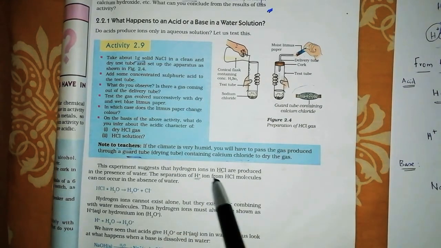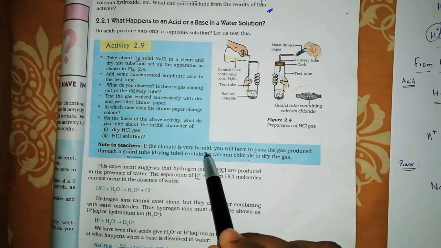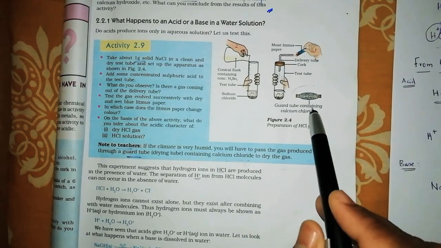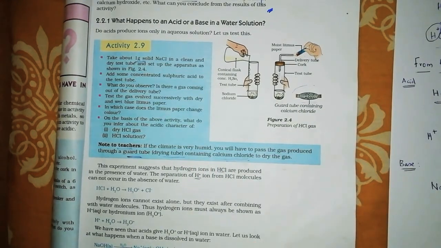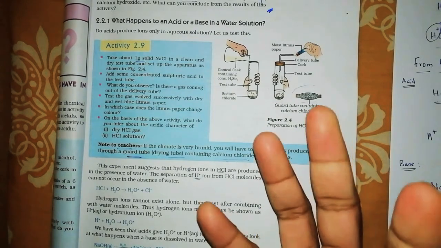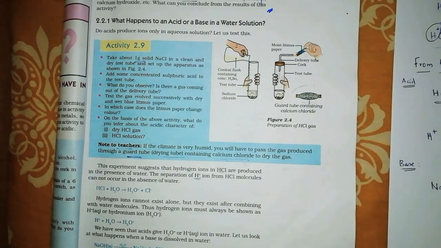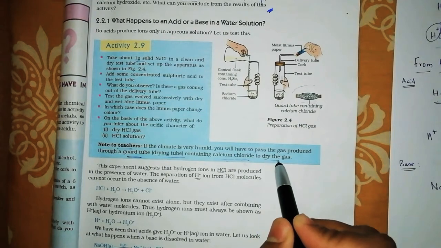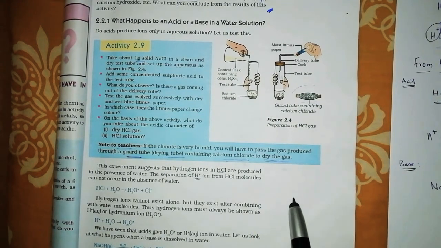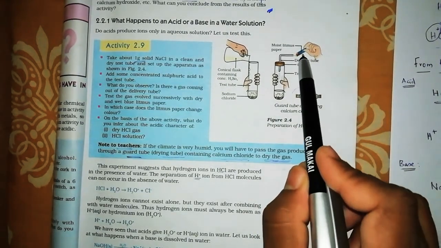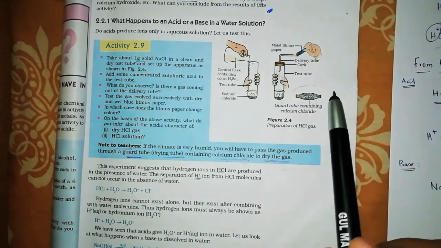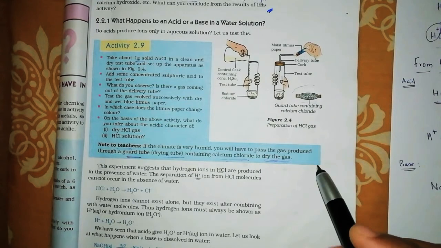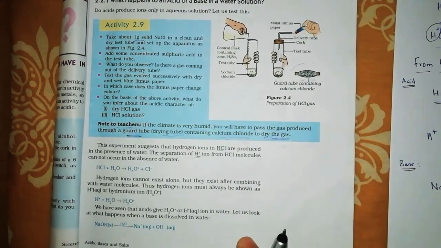If we are doing this experiment in humid weather, that is why we are using this guard tube, because the guard tube containing calcium chloride absorbs all the moisture and always keeps the gas dry. Then we can use the wet, moist blue litmus paper, and then we can do the test. Will you all understand this?